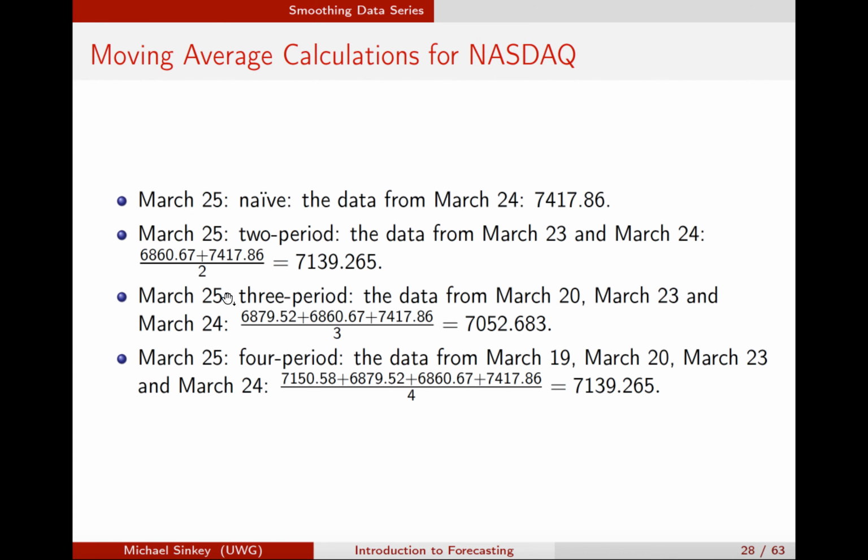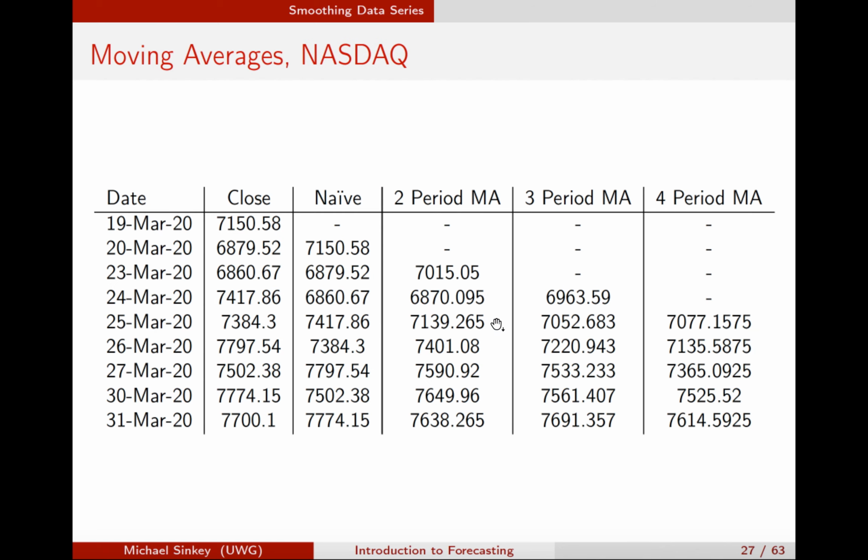Now for the 3-period moving average, I average together March 20, March 23rd, and March 24th. Okay, so I go back 3 periods here. I average together the 24th, the 7074.1786, the 23rd, the 6860.67, and the 20th, the 6879.52, and that's how I get this March 25th, 7052.683. Now to get the 4-period, I average together all 4 periods here.